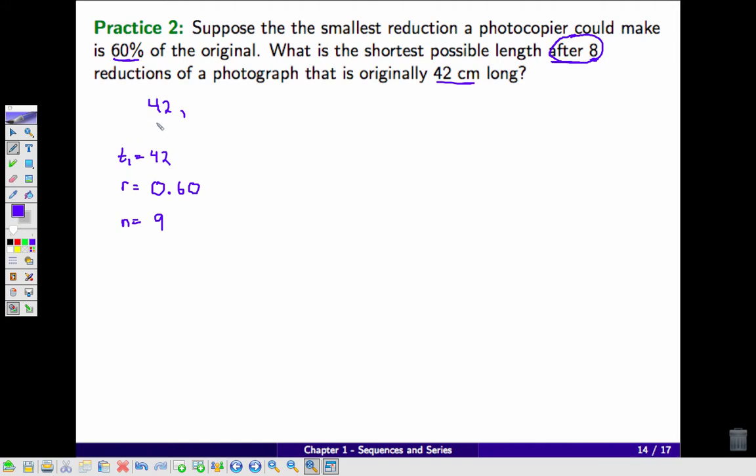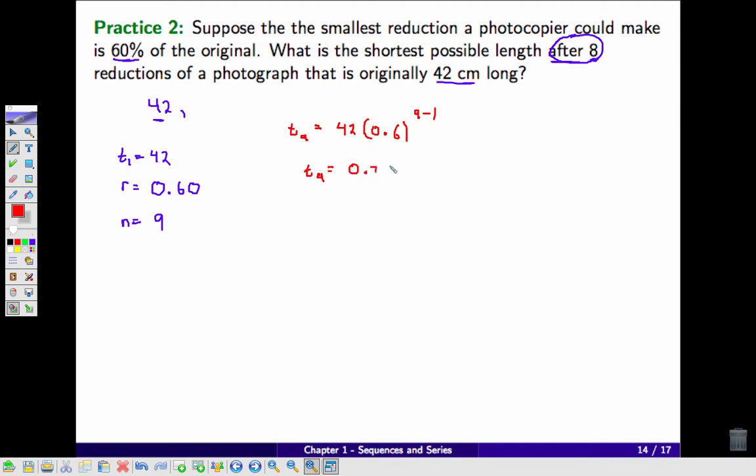So 1 after that. So it's really not counting the first one, right? That's why n's 9. So here's T1, right? So after 8 iterations, you'd be at T9. So really what you're looking for is T9. Your formula is T1, which is 42, times r, which is 0.6, to the exponent n minus 1, so 9 minus 1.